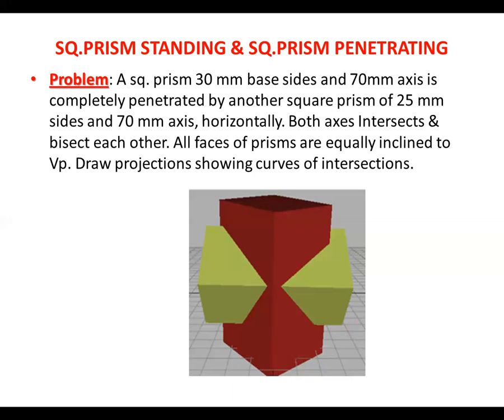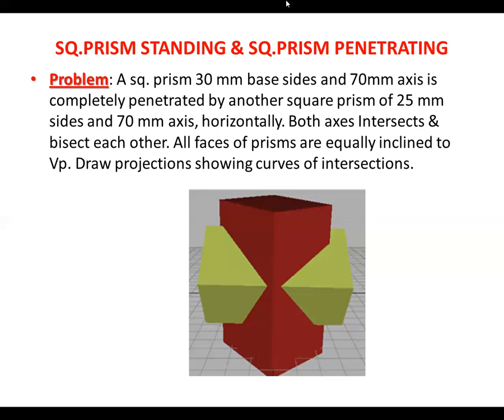Means one square prism is standing on the ground floor and the other square prism is penetrating the vertical prism horizontally.